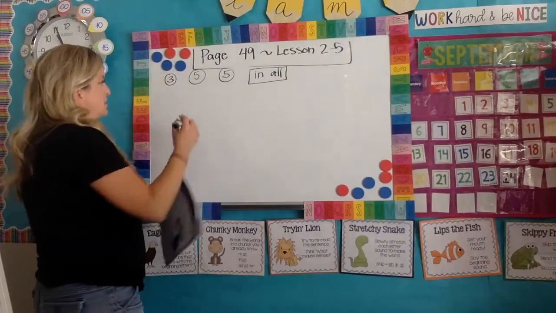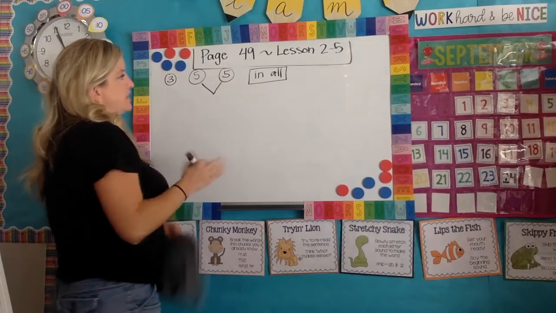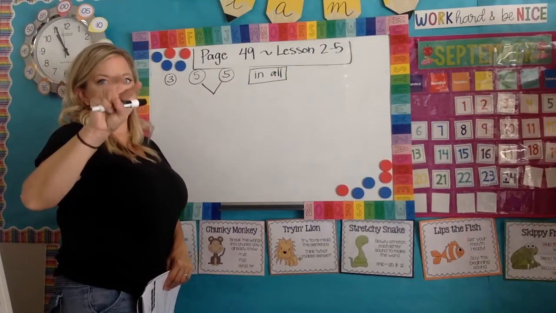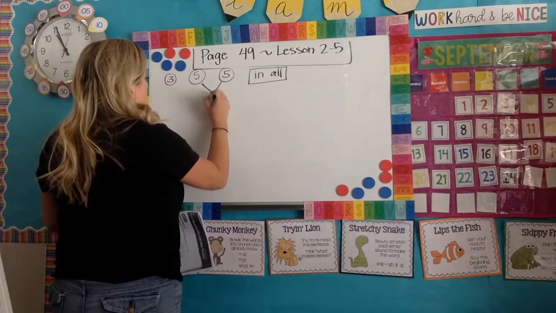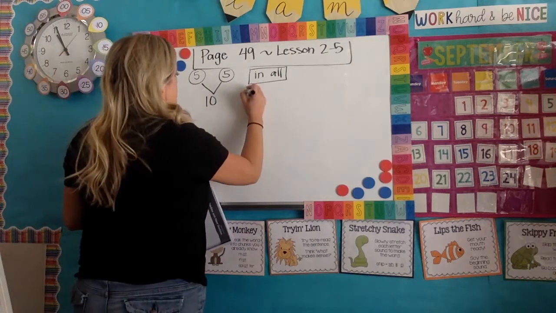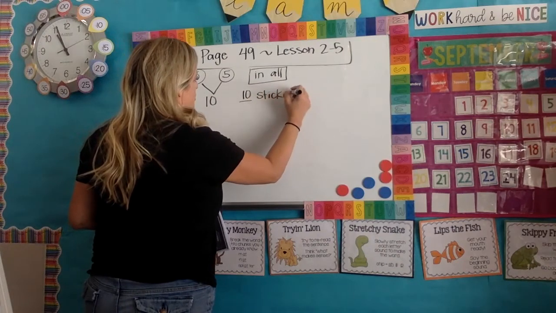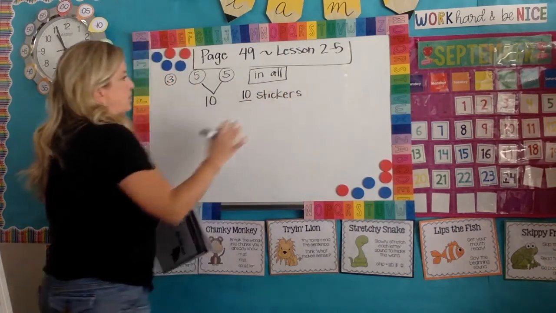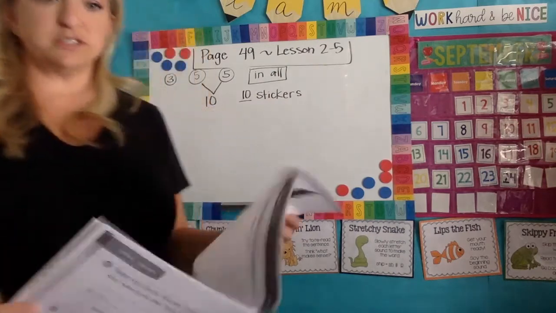All right. I'm adding these. I'm going to make a number bond. 5 plus 5. 5, 6, 7, 8, 9, 10. I also know 5 plus 5 is a friends of 10. So he has 10 stickers. Remember, label it. All right, that was number 3. Good job, boys and girls.